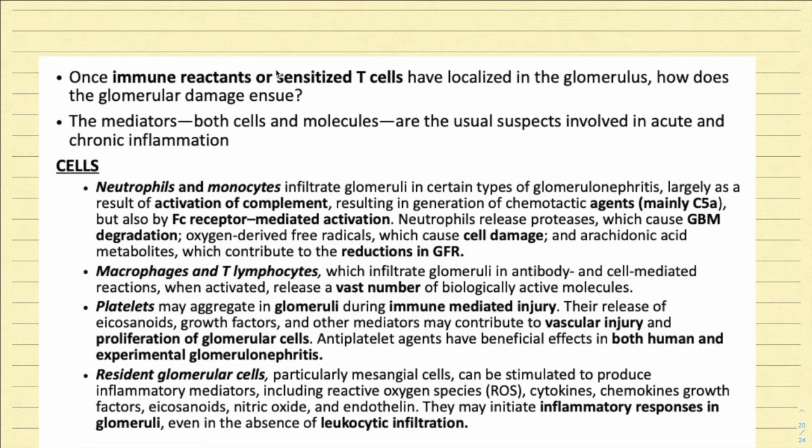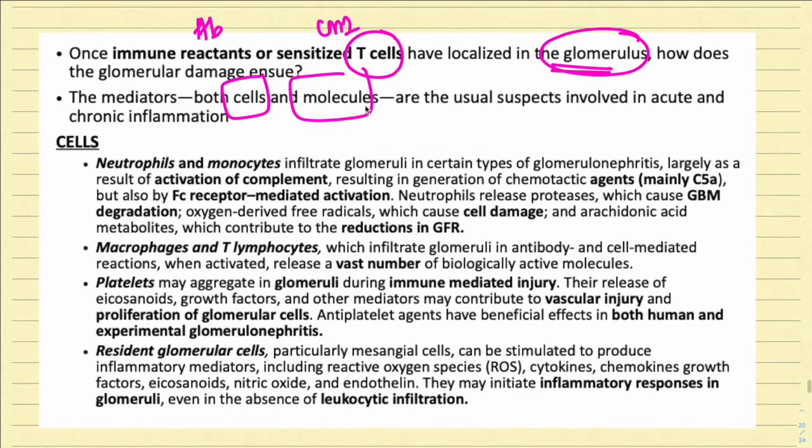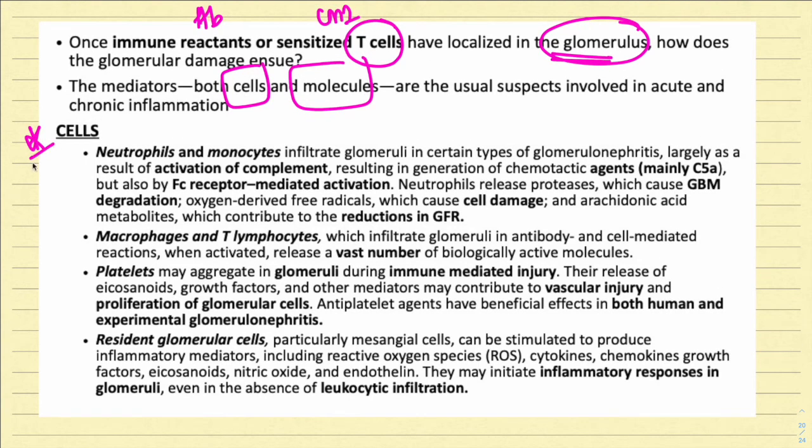So remember, once the immune reactants or the sensitized T cells, meaning either the antibody mediated or the CMI mediated, once the immune complexes have localized in the glomerulus, how does the damage start? There is a group of cells and a group of molecules that is responsible. Let us see what are the cells which are responsible. Once the complement system is activated, it activates the inflammatory system. Just like in any other inflammatory reaction, here the neutrophils and the monocytes will first come and infiltrate the glomerulus, largely because of the activation of the complement system.